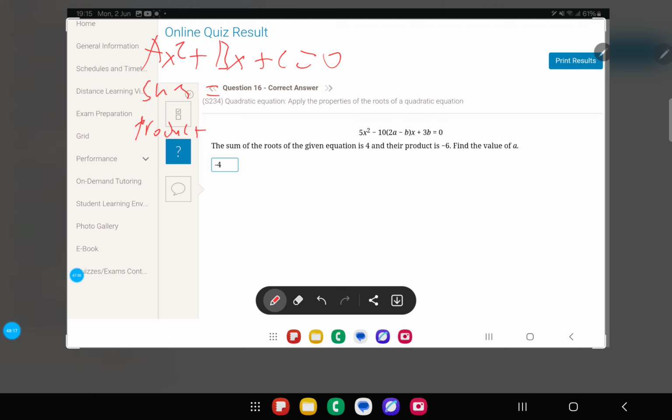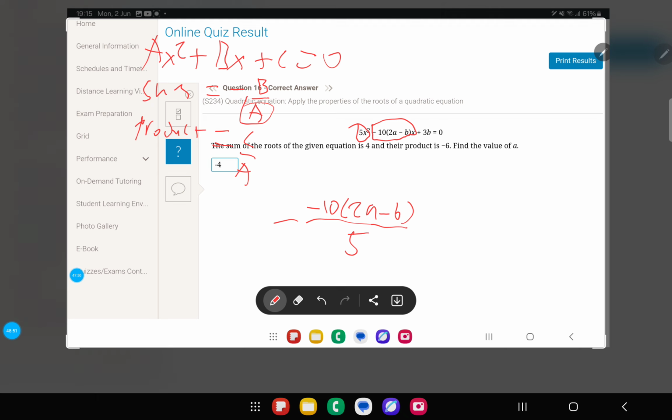For a sum, it's going to be negative b over a, and for product it's going to be c over a. Alright, now let's begin. We want to find the sum. It's going to be negative b over a, so negative b, which is negative 10 2a minus b x, so we're going to put negative 10 2a minus b over a, which is 5.